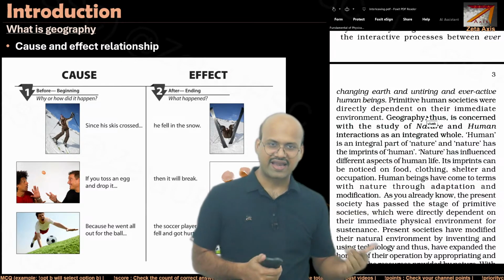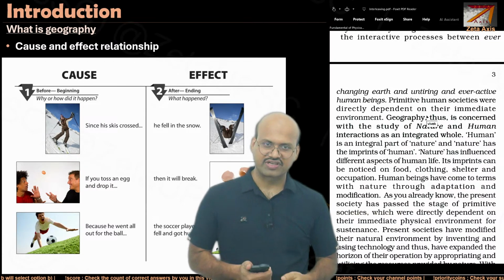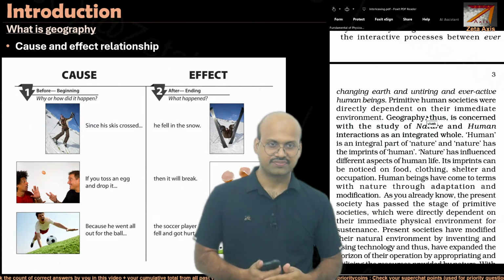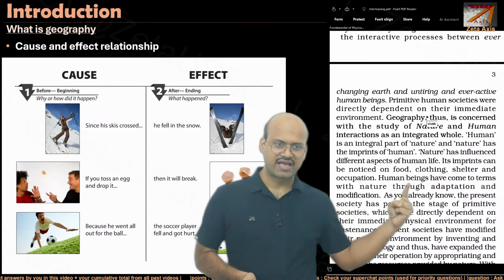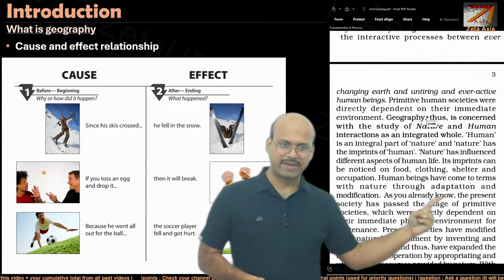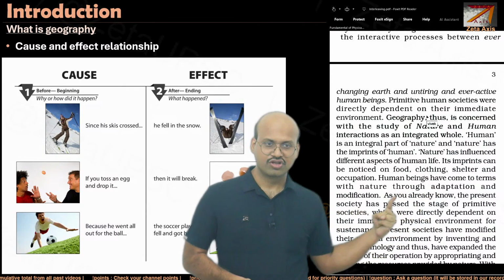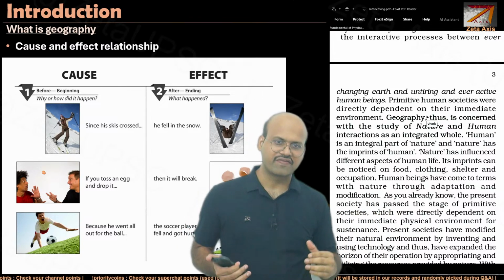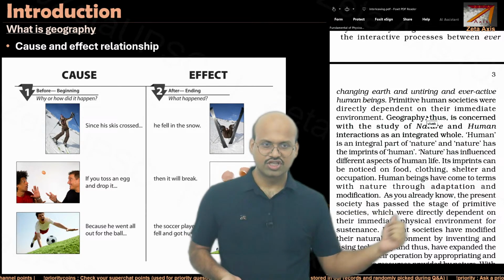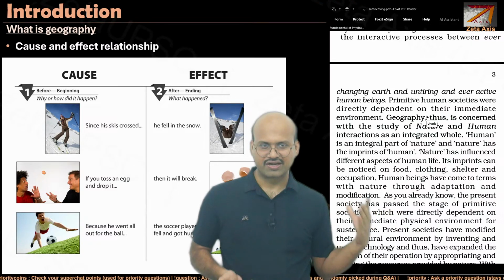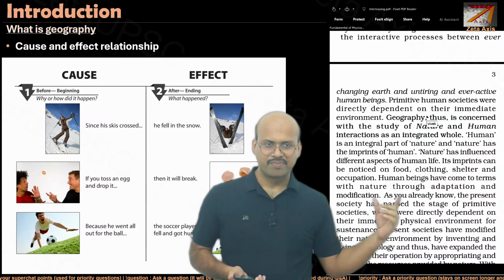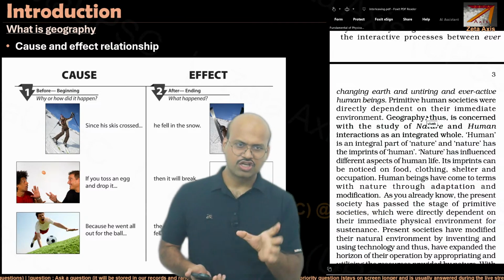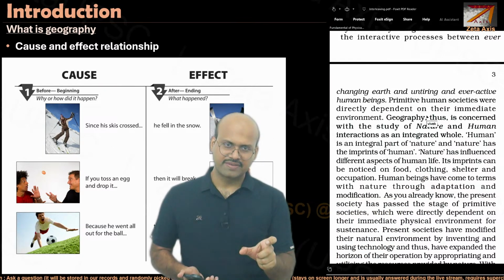If you go in the higher latitudes, they will be having a different type of consumption compared to people living in the tropical region where agriculture is more easy. Then it says human beings have come to terms with the nature through adaptation and modification. So certain things we have changed, and over the times we have adapted some of the things. These two terms may seem a little similar, but adaptation generally involves long-term changes, while modification is relatively short-term or requires short-time changes.